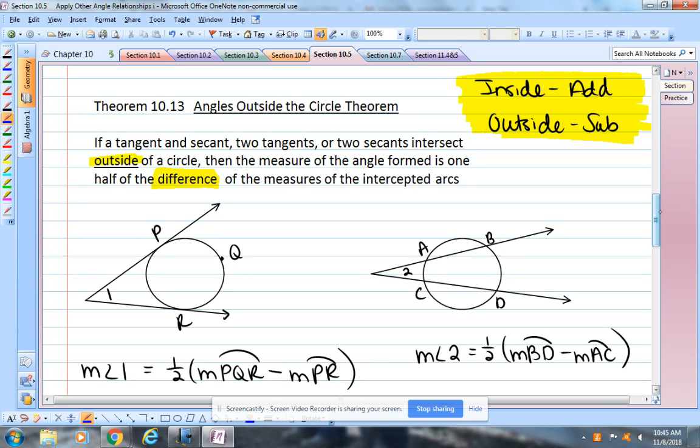So if they intersect inside, you add and take a half. If they intersect outside, you subtract and take a half. Inside you add, outside you subtract. That's why I have that highlighted over to the side. You might want to write that down somewhere on your paper where you can see it. And for all of them, you're going to take a half.